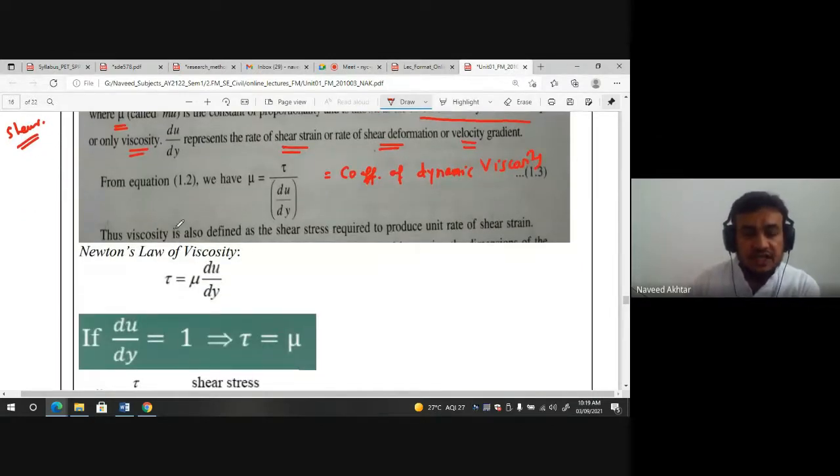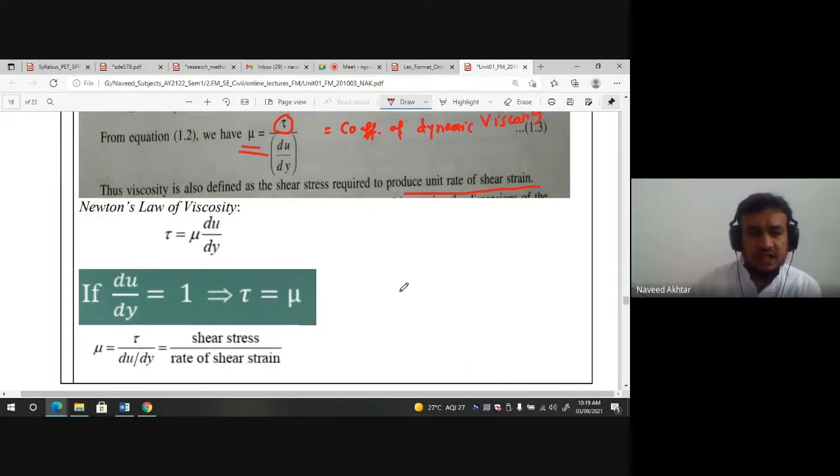The viscosity is also defined as shear stress required to produce unit shear strain. The viscosity you can also define as shear stress required. Tau is the shear stress, required to produce a unit rate of shear strain. It is called viscosity, and it is denoted by mu. And mu is generally termed as dynamic viscosity.